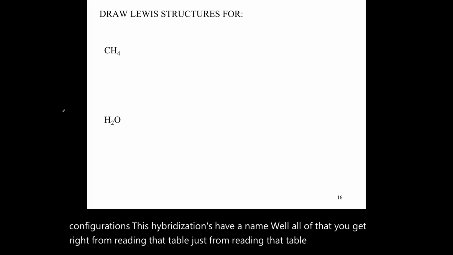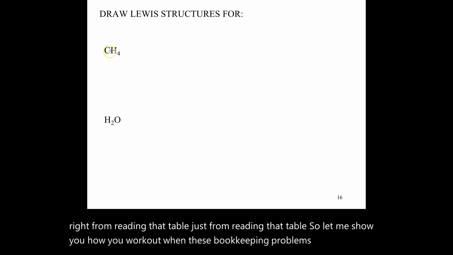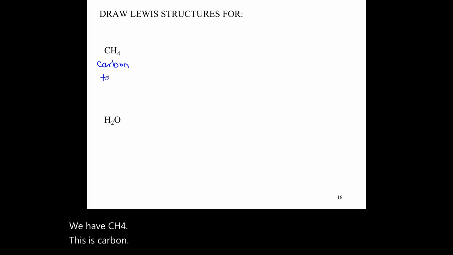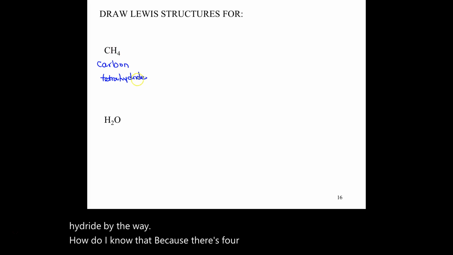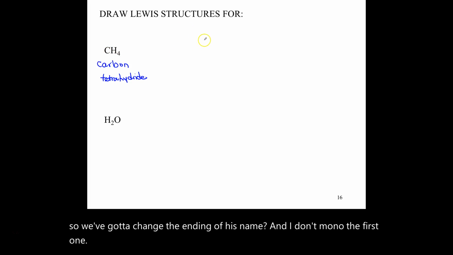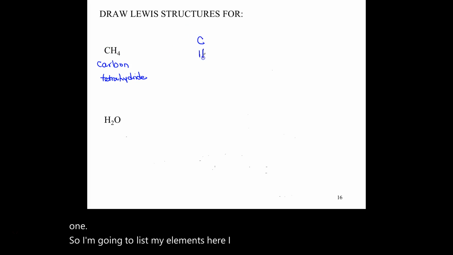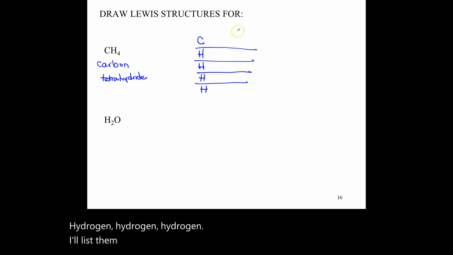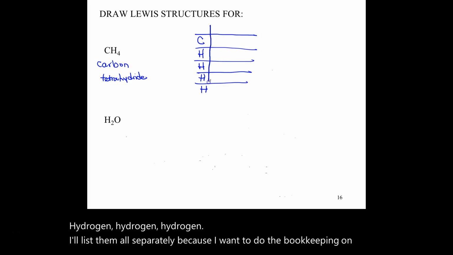So let me show you how you work out one of these bookkeeping problems. We have CH4. This is carbon tetrahydride, by the way. How do I know that? Because there's 4 hydrogens. Hydrogen is the N, so we've got to change the ending of its name, and I don't mono the first one. So I'm going to list my elements here. I have carbon, hydrogen, hydrogen, hydrogen, hydrogen. I list them all separately because I want to do the bookkeeping on each individual atom.